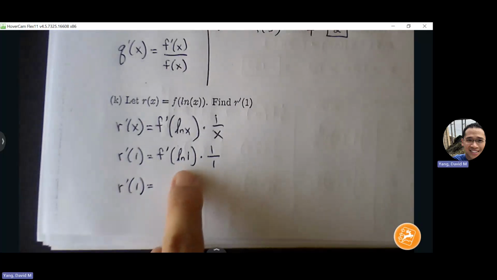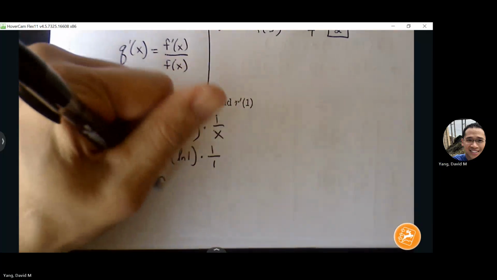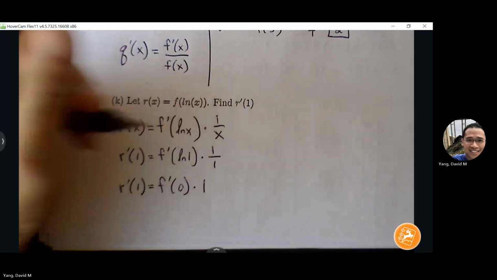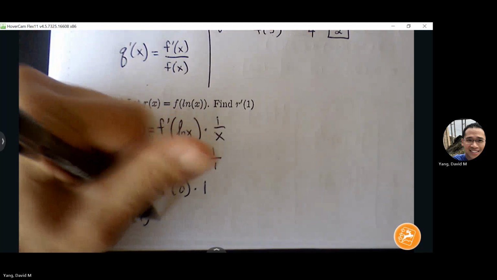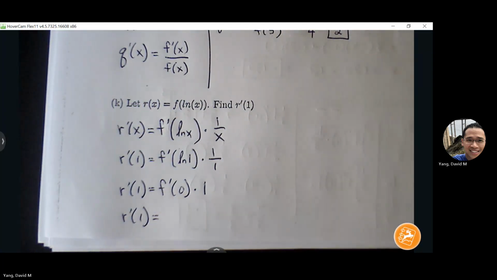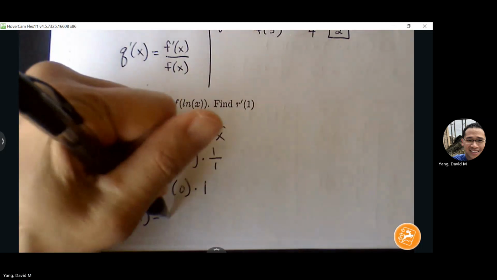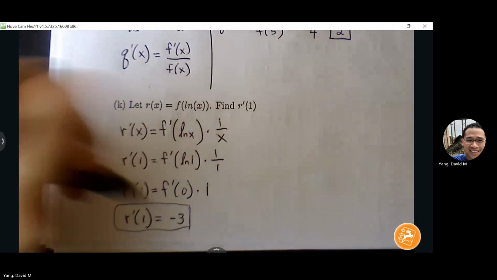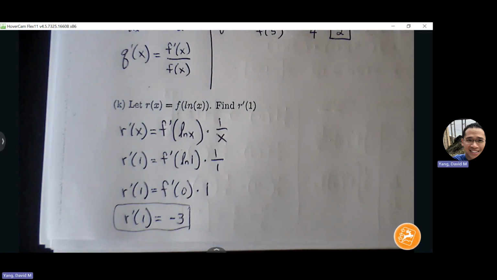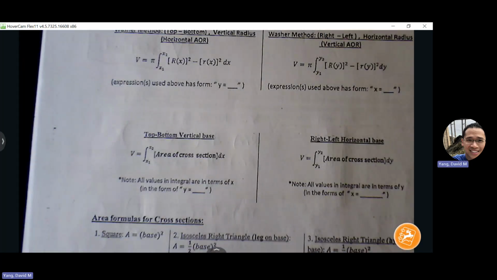Okay, what's natural log of 1? 0. F prime of 0 is... okay, let's keep going. Page 17.